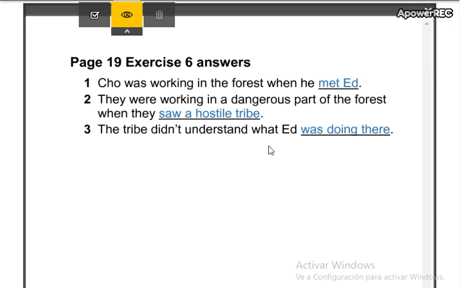Here you have sentences that are combining the simple past and the past continuous. Today we are going to do the past continuous. When do you use the past continuous? We are going to see it on the next video.